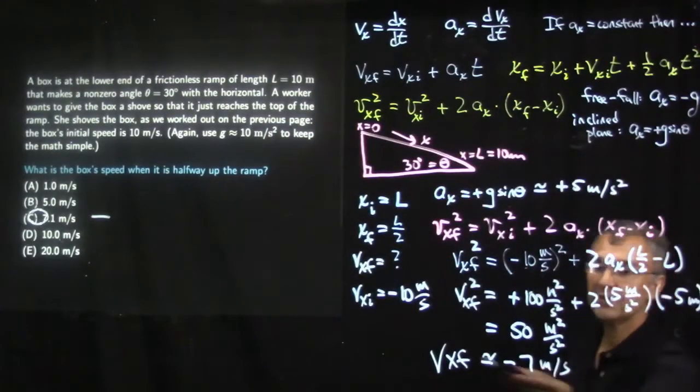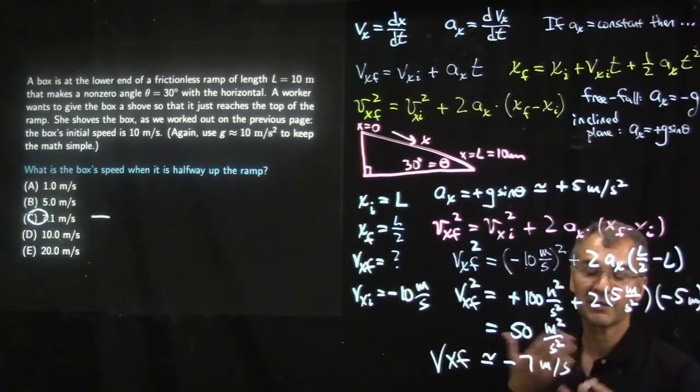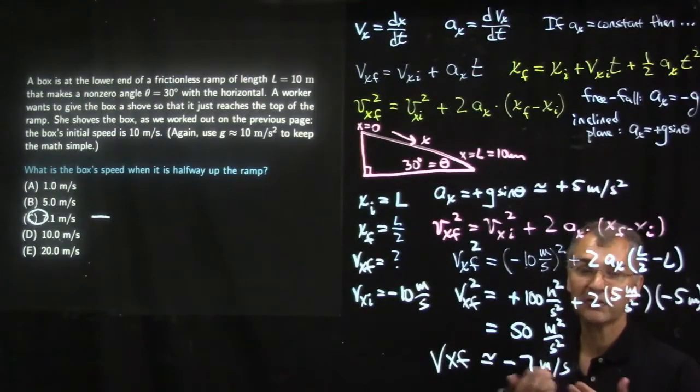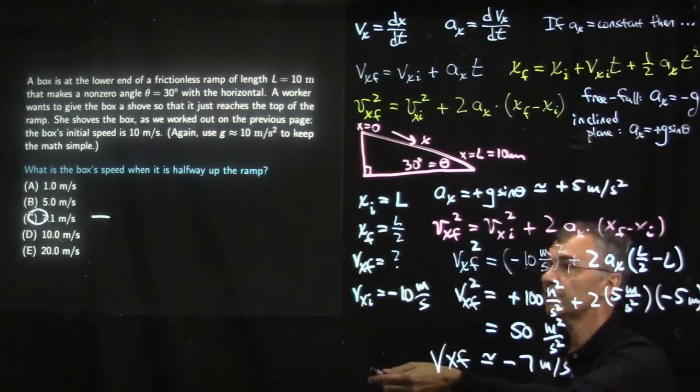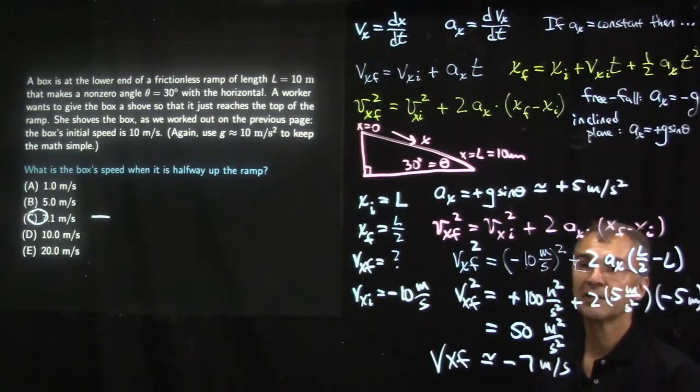So that's its velocity: minus 7 meters per second in the x direction. So 7 meters per second in the minus x direction. Its speed is the magnitude of its velocity, so its speed is 7 meters per second. So there we go. Its speed when it's halfway up the ramp is 7 meters per second.